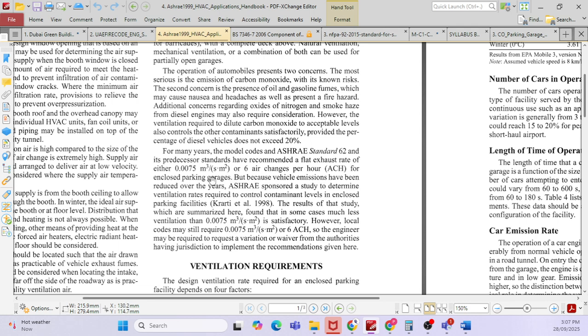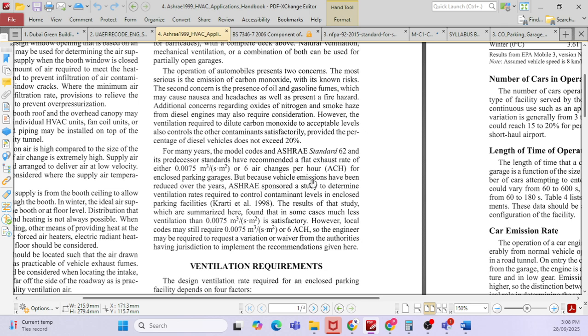So here you can see that there is a basis. Sometimes whenever you are working with a consultant, they may do the calculation based on 0.0075 meter cube per second per square meter. So this is based on what? Based on the ASHRAE standard for enclosed car parking.